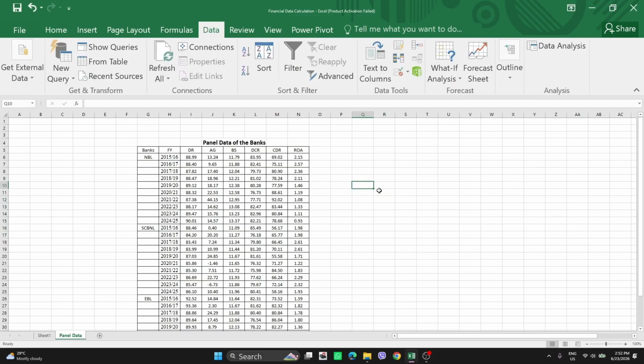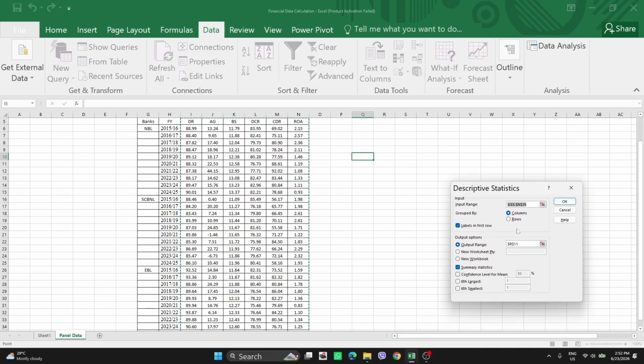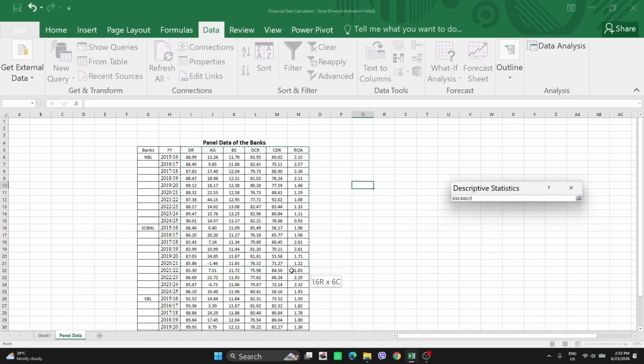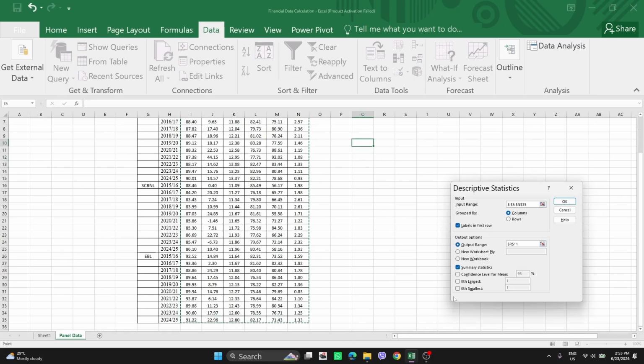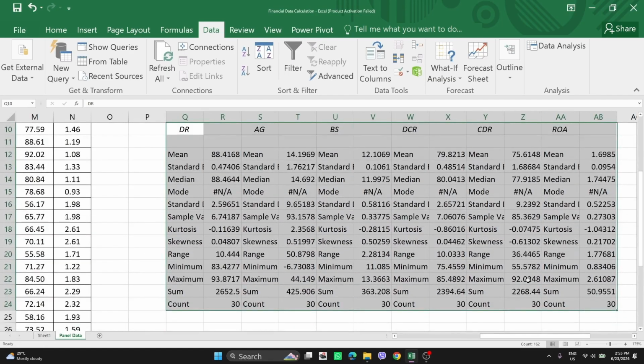For descriptive statistics, we go to the functional bar and select data. And then after data analysis, we select descriptive statistics and OK. The input range is to insert all the data, whereas the output range is to show the output results. So we insert the data of debt ratio to return on assets over the 30 observations and click on the columns. Then we select labels in the first row and select output range on Q10. Then OK. So we get the result of descriptive statistics in a summarized table.